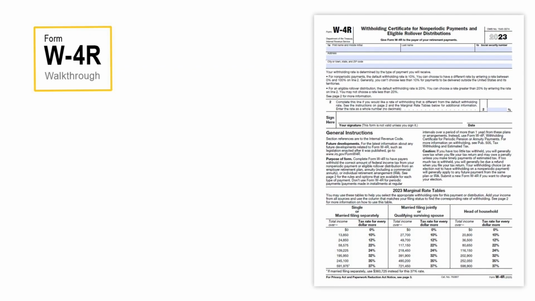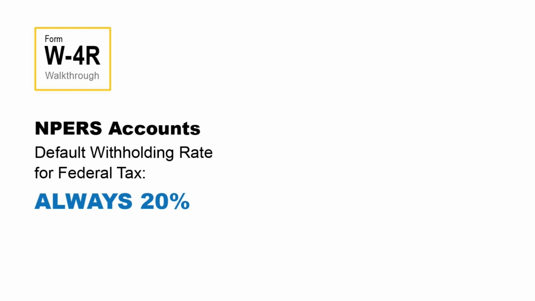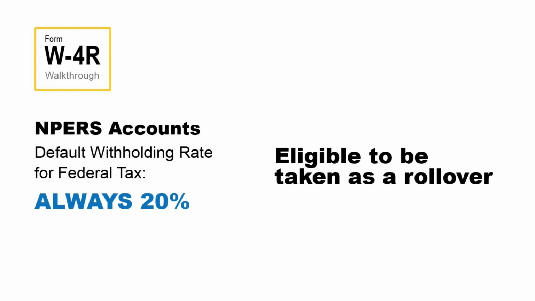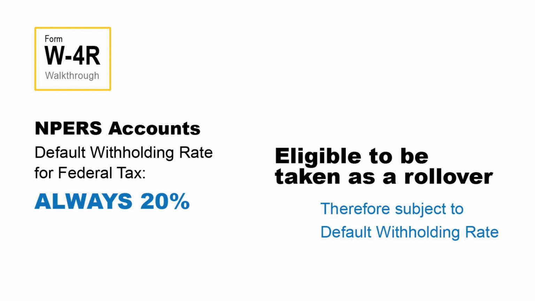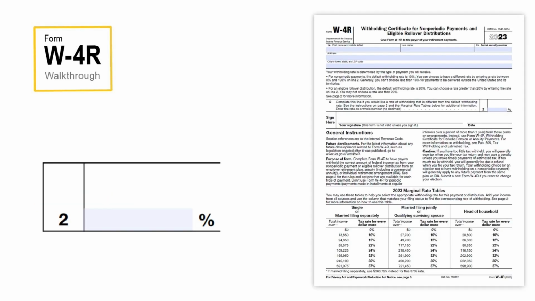Next, let's go over the information on withholding rates presented in the next section of the form. For NPERS accounts, the default withholding rate for federal tax is always the same, 20%. This applies to non-periodic payments discussed in the first bullet point as well, because the money is coming out of an NPERS account. All funds held in an NPERS account are considered eligible to be taken as a rollover, and are therefore subject to the default withholding rate of 20% discussed in the second bullet point. Now, let's take a look at Step 2.